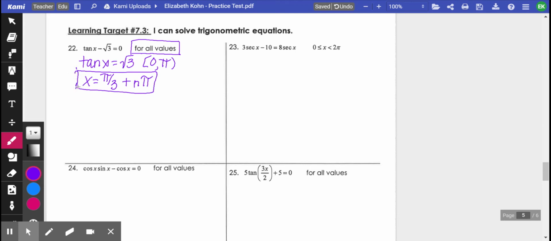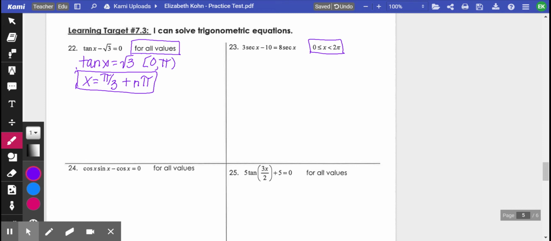Are you solving for all values, or are you restricting yourself like I'm going to do on 23? Make sure you're paying attention to that so you write your answer correctly and you include that repeater value, or don't include it if you don't need to, okay? Let's look at number 23. We want to try to solve this.